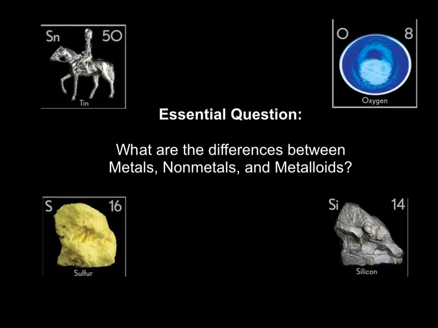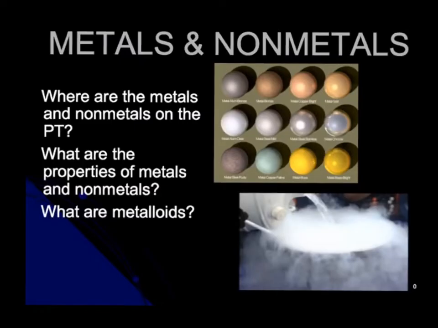Today we're going to be talking about metals, nonmetals, and metalloids. So our central question is, what are the differences between metals, nonmetals, and metalloids? We have three main questions we're going to answer today. The first one is, where are the metals and nonmetals on the PT, periodic table? What are the properties of metals and nonmetals? And what are metalloids?